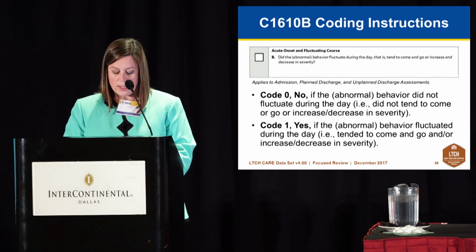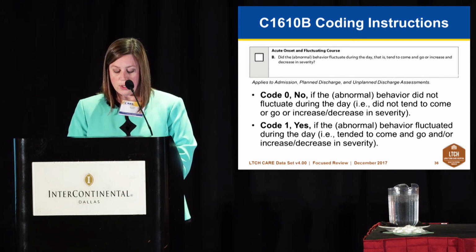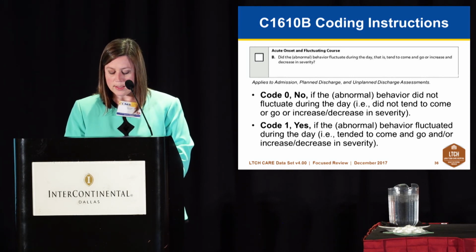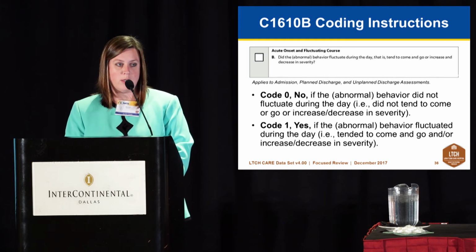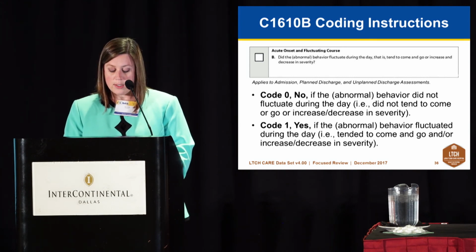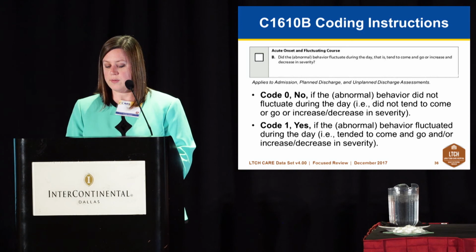And then for C1610B, we also have the option of coding 0, no, if the abnormal behavior did not fluctuate during the day, did not tend to come or go or increase or decrease in severity. And we would code 1, yes, if the abnormal behavior fluctuated during the day and it came and went or increased or decreased in severity. Here we're trying to answer, did the abnormal behavior fluctuate during the day, that is, tend to come or go, increase or decrease in severity?